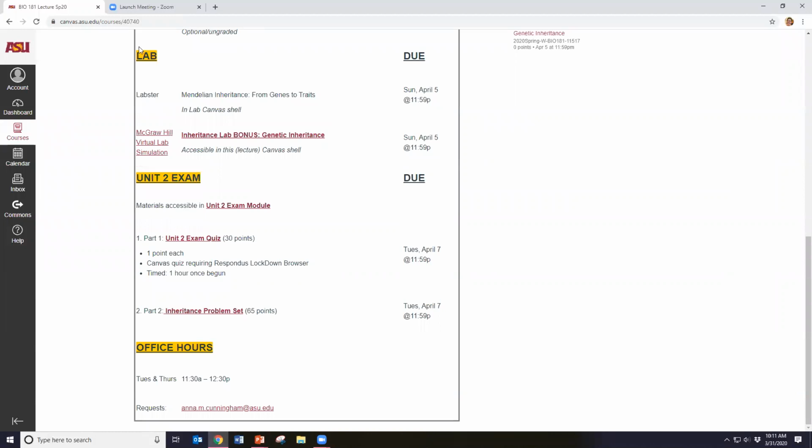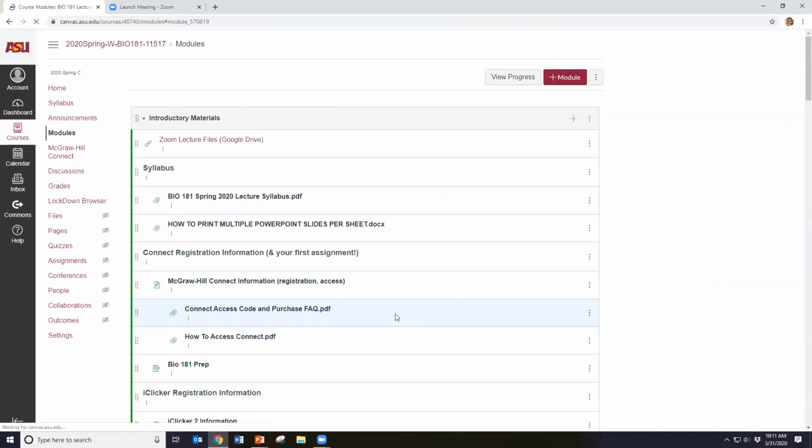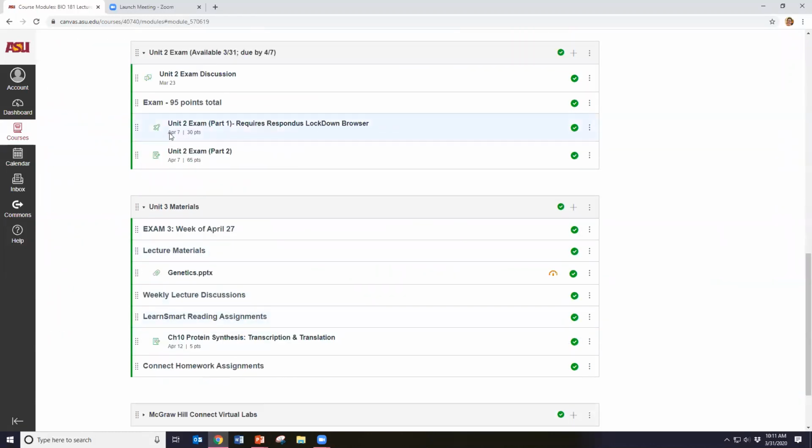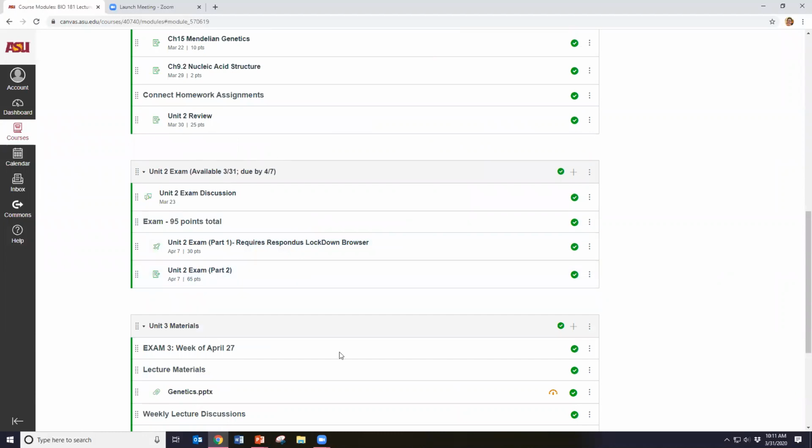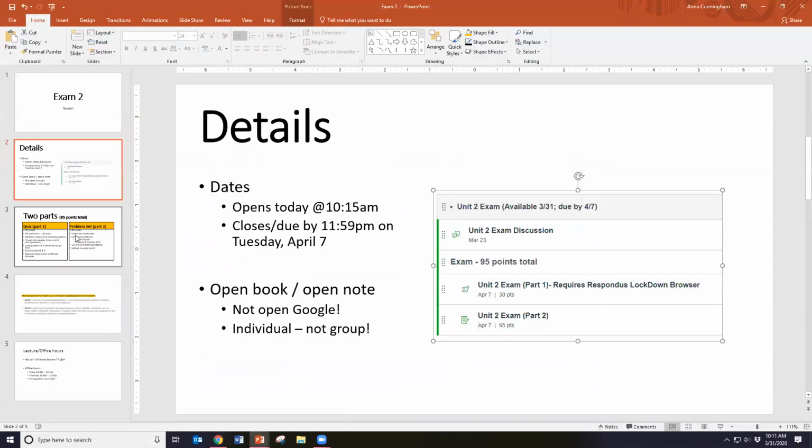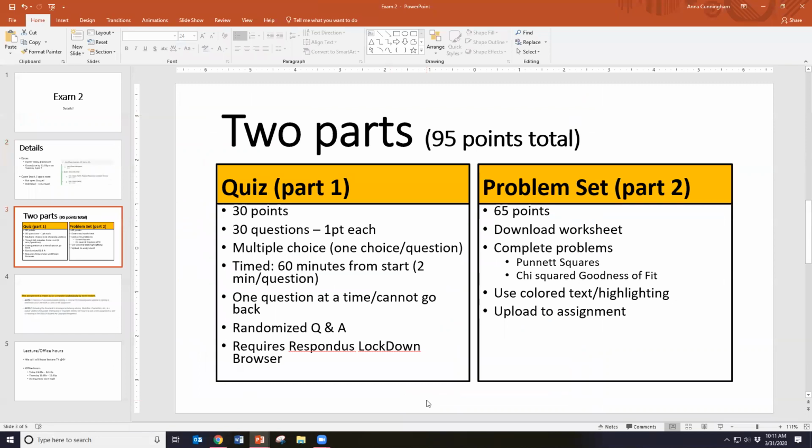You can also access it if you just click on Unit 2 and exam module, and it'll take you to the Unit 2 module. The discussion is active, and I will be active on that all week as well for questions, etc. I encourage you to use that. You'll notice it's not 100 points, it's only 95 points. I do want to do a most missed question thing where you can get 5 extra points. I'll talk about that later.